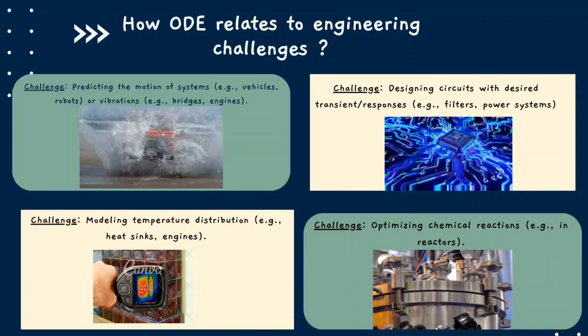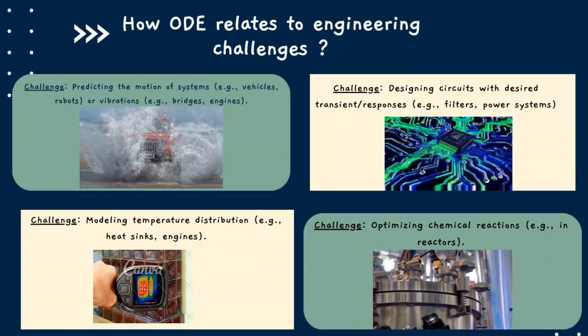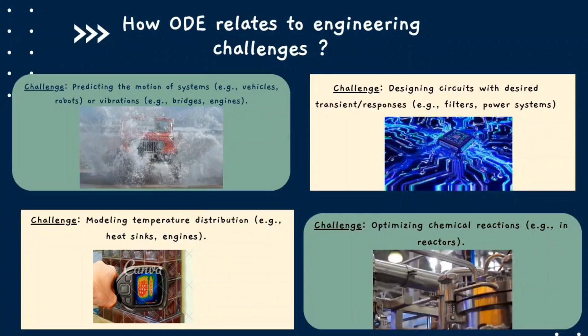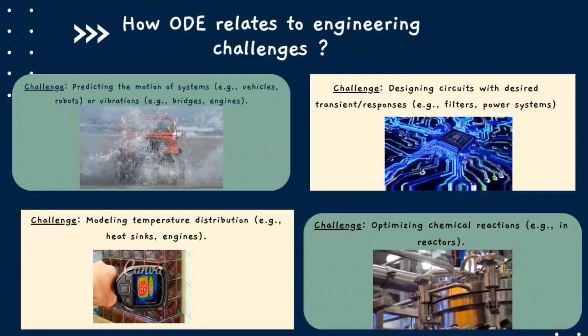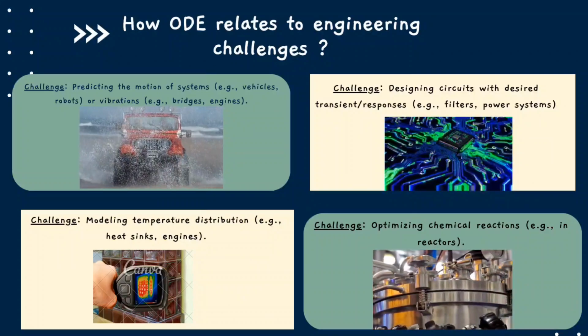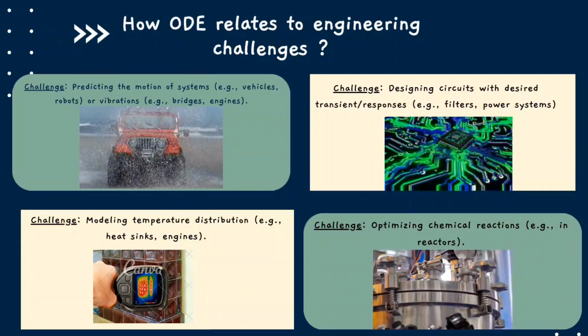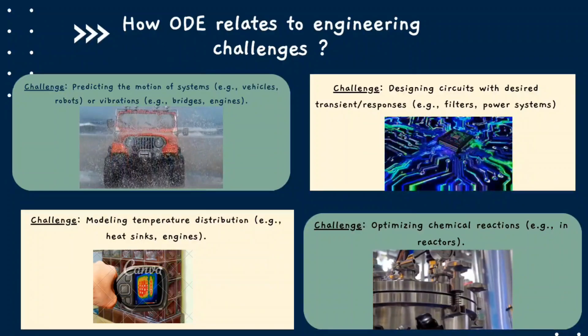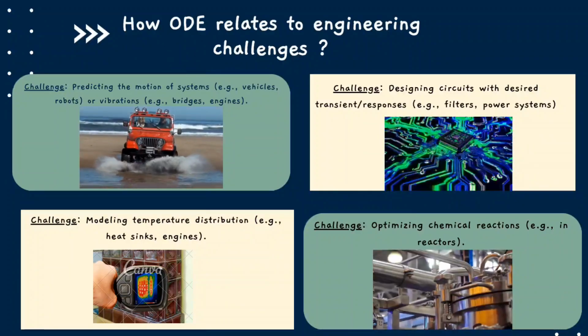Now we'll see how ordinary differential equations can be related to daily life engineering challenges. For the first example, we have predicting the motion of systems, for example vehicles and robots, or vibrations for bridges and engines. The ODE application that is used is Newton's second law, which leads to damped oscillations and rotational systems.